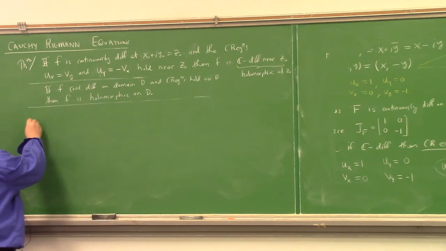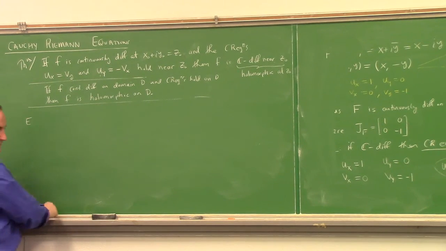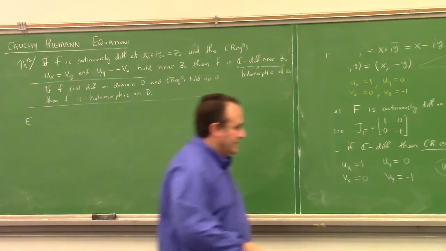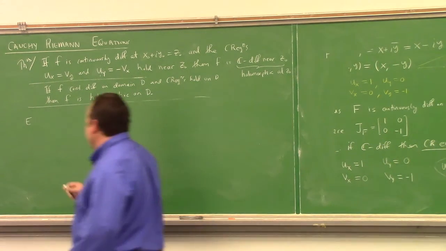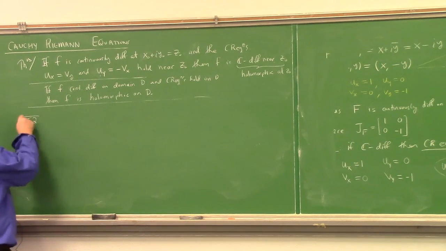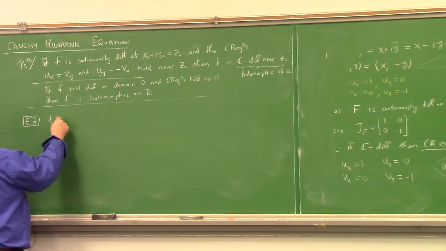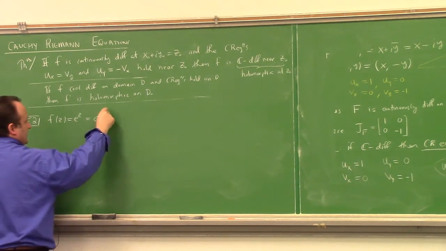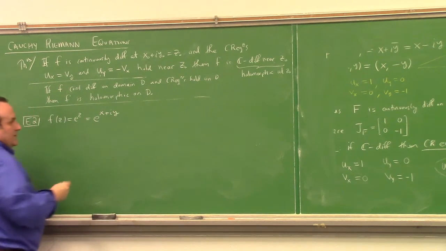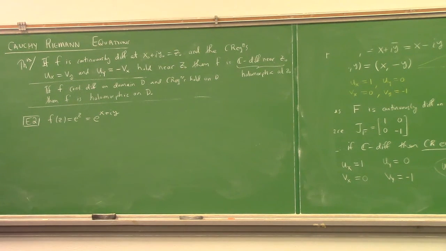So let's see here, example. In some sense, this is our first real example for today, so I'll call it example 2. f of z equals e to the z, so that's e to the x plus iy. In order to make good on the theorems today, we have to be able to calculate the u and the v for a complex function. We have to be able to calculate the real and imaginary parts of complex functions.